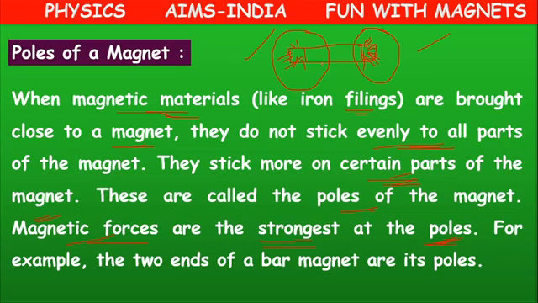So a magnet will have two ends. It may be a bar magnet, rectangular magnet, or a circular magnet, or a ring magnet, or a horseshoe magnet. Any kind of magnet, all kinds of magnets will have mainly two end parts, which act like poles.